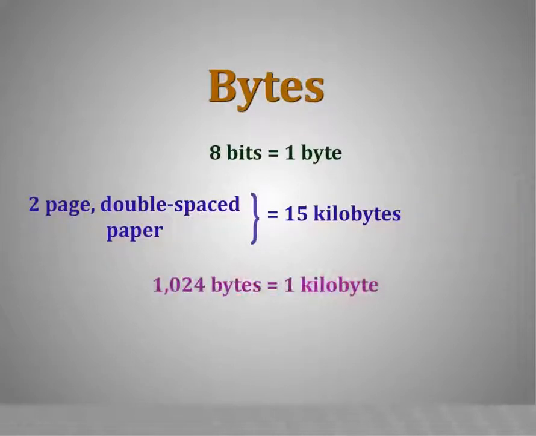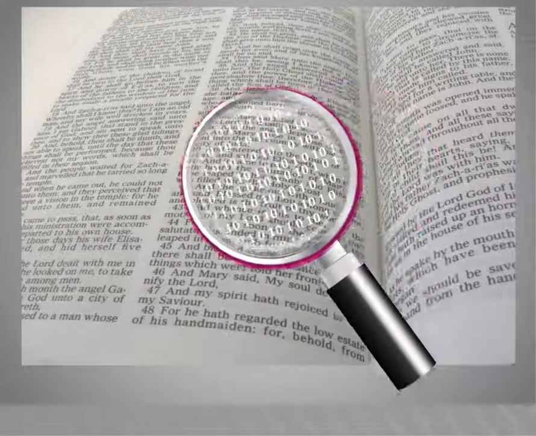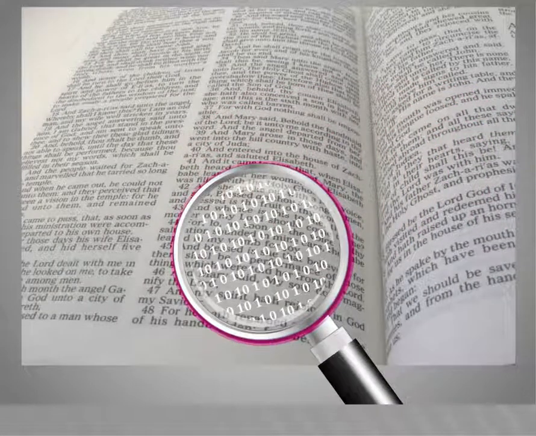The comparison on bytes. Now remember again, 8 bits is equal to 1 byte. A 2-page double-spaced document is about 1000 characters and about 15 kilobytes. 1024 bytes is 1 kilobyte. This is what the computer can actually understand.